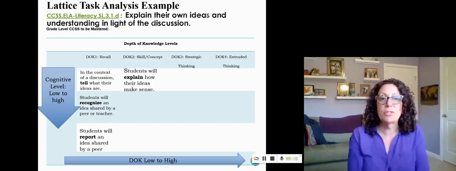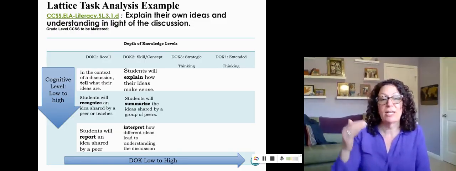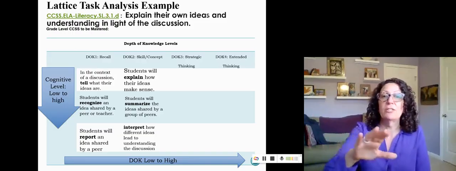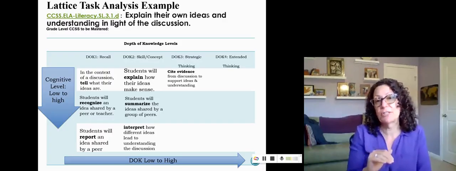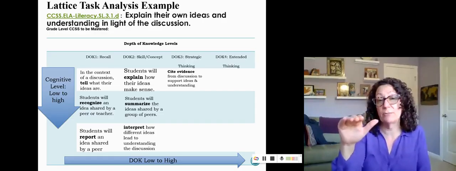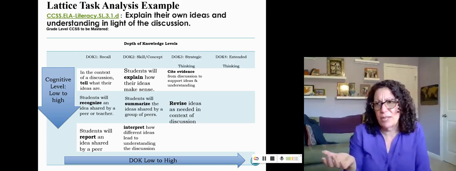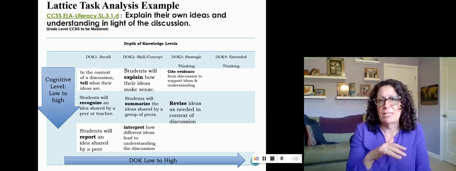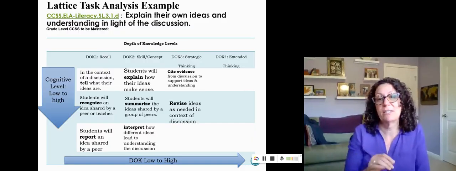This chart just continues: explain how their ideas make sense, summarize the ideas shared by a group of peers, getting higher, interpreting how ideas lead to understanding in the discussion. Then when we get to depth of knowledge 3, we're at grade level now. Cite evidence from the discussion to support ideas and understanding. And that is really closely aligned with what the standard says. Revise ideas as needed. That's something that a lot of kids are really having a hard time with. Even as 1st graders, you ask them to make a prediction about the storybook, and they predict wrong. And it's very hard for a 1st grader to revise their ideas.